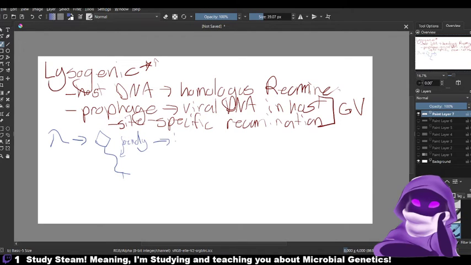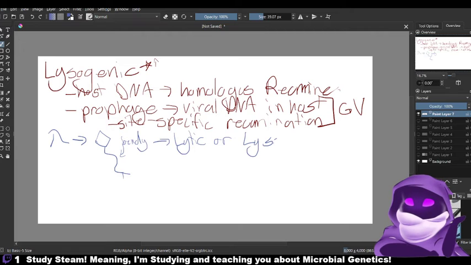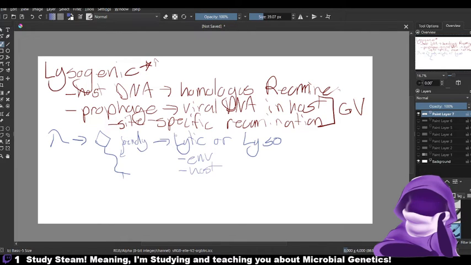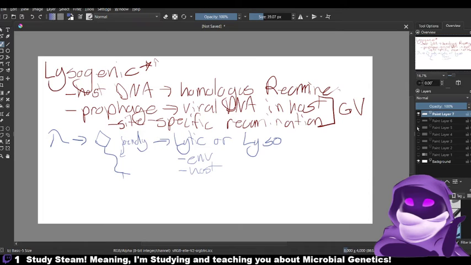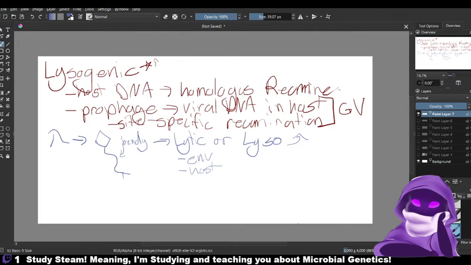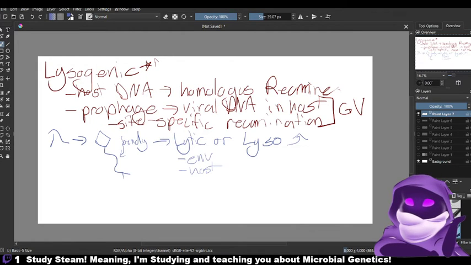Lytic or lyso. And this decision is the environmental versus host immune decision. Lytic will be just like T4, so we blow our cell up at the end, and lysogenic is we become a prophage. In this discussion, even though the insertion of host DNA via homologous recombination is possible, it's less common, and right now we're just going to talk about prophages in general, because it is easier to talk about that one first.